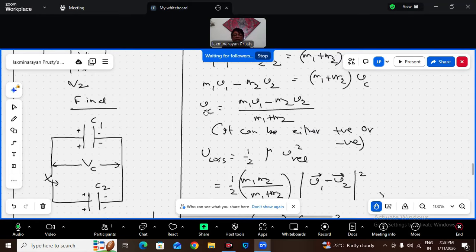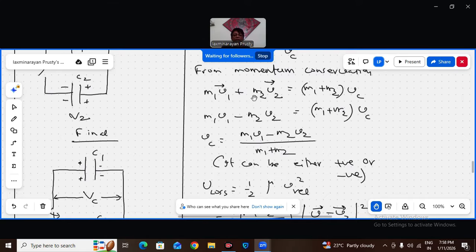So what is the Vc? M1 V1 plus M2 V2 equals M1 plus M2 times Vc. This is a vector equation, but they are traveling oppositely. So M1 V1 minus M2 V2 is M1 plus M2 times Vc. So what is Vc? M1 V1 minus M2 V2 by M1 plus M2. It can be either positive or negative depending on whose momentum is greater.